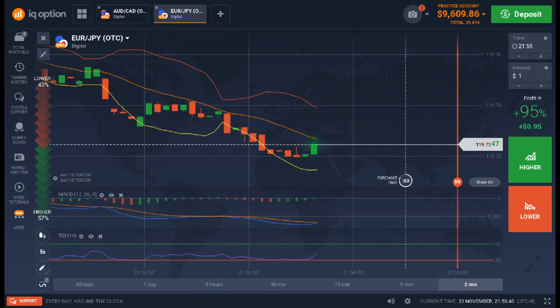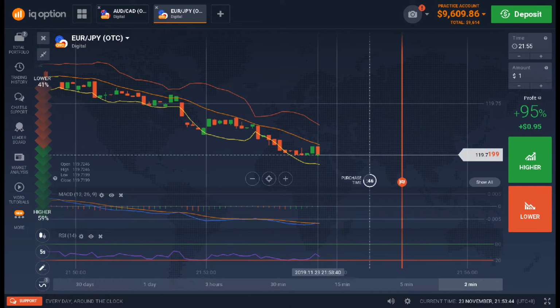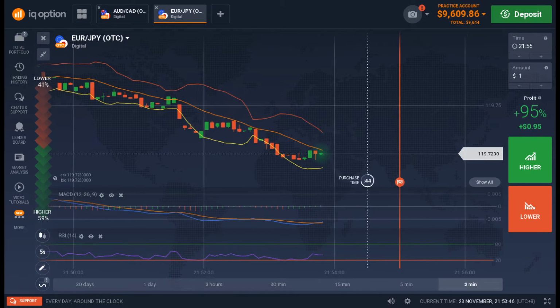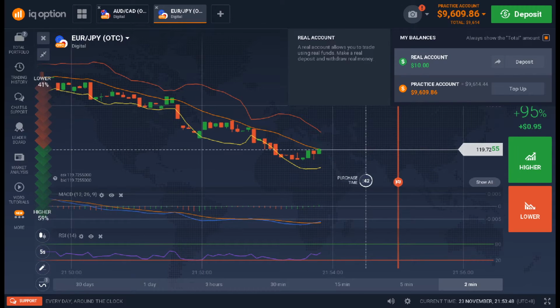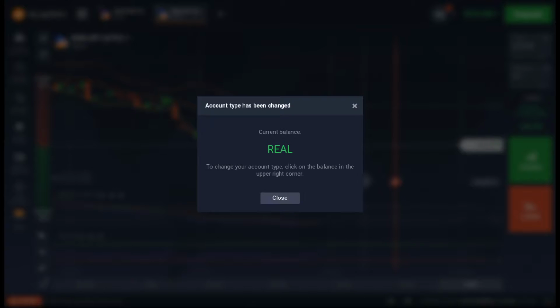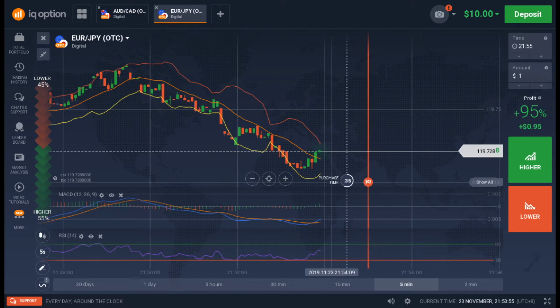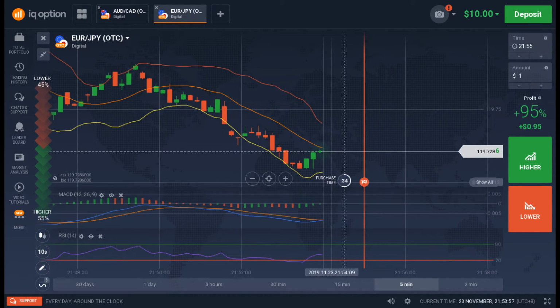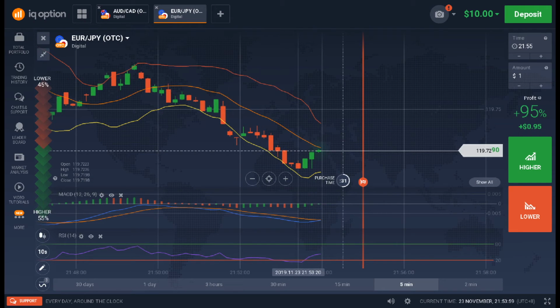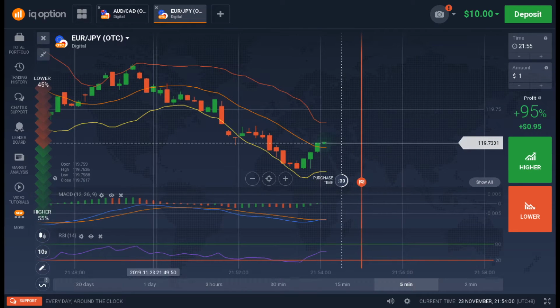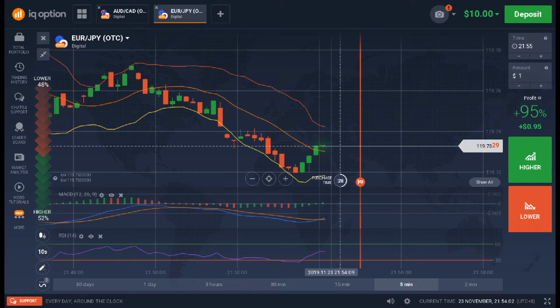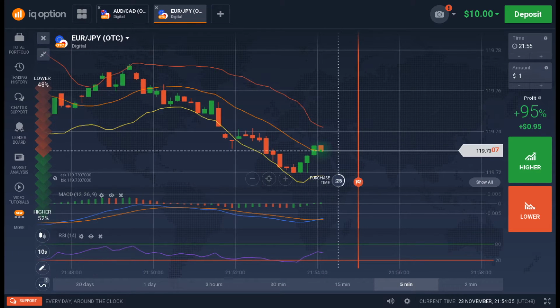I still use the same technical analysis. Okay. So I already made a deposit on my account. So we are now going to use a real portfolio here. And we are going to use Bollinger Band. I also have MACD here and RSI. So these are the main indicators that I have.